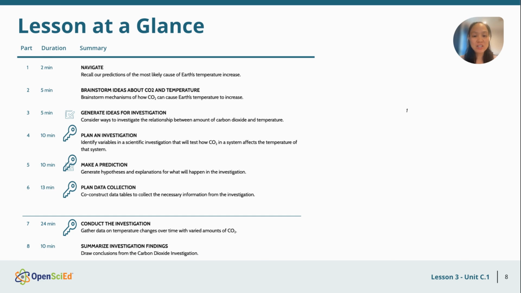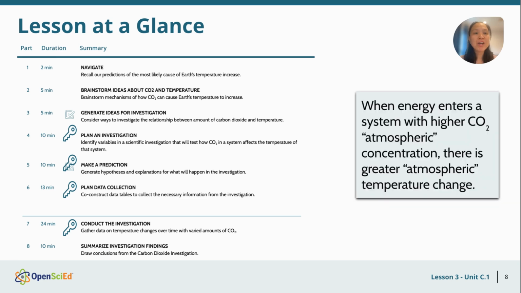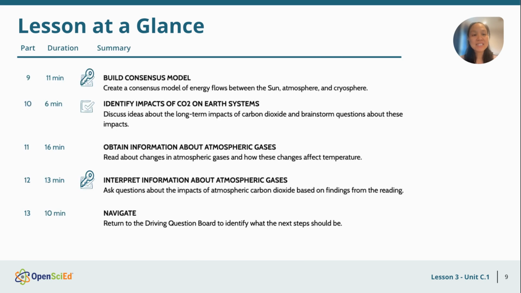In the first lesson chunk, students gather data from the carbon dioxide lab and figure out that when atmospheric carbon dioxide concentration is higher, there is a greater increase in temperature when there is energy input into the system. In the second lesson chunk, students model how carbon dioxide as matter changes the flow of energy leaving a closed system. Through a reading, students realize that atmospheric carbon dioxide has a long-term impact on global temperatures.